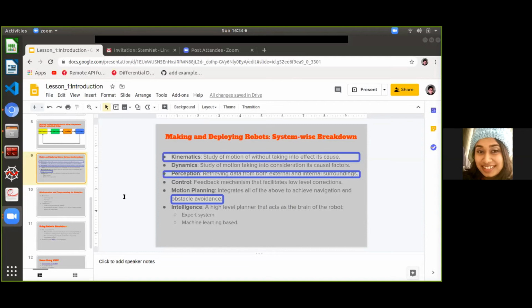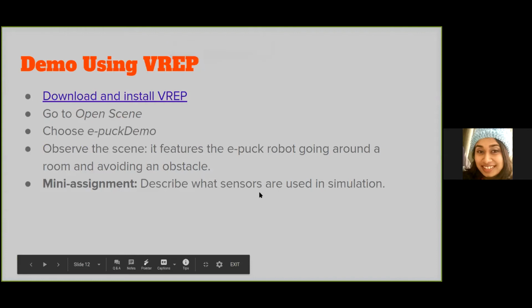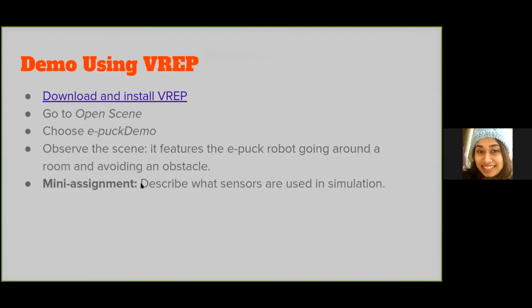So in next week's lesson, in addition to making the VREP script using Python, I'll also give you a rundown on how to do it. So it'll be easy for all of you. Like I was saying, all I would want you to do is follow these instructions, and your assignment would be to describe what sensors are being used in the above simulation.